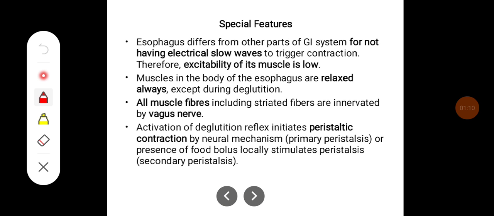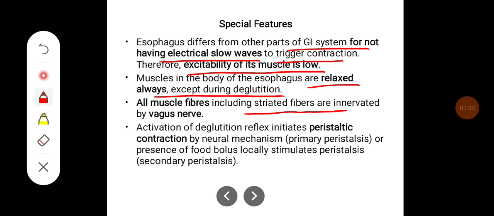Esophagus differs from the other parts of GI system for not having electrical slow waves to trigger contraction. Therefore, excitability of the muscle is low. The muscles in the body of the esophagus are relaxed always except during deglutition. All the muscle fibers, including striated fibers, are innervated by vagus nerve. Activation of deglutition reflex initiates peristaltic contraction by neural mechanism, that is primary peristalsis, or presence of food bolus locally stimulates the peristalsis, that is secondary peristalsis.